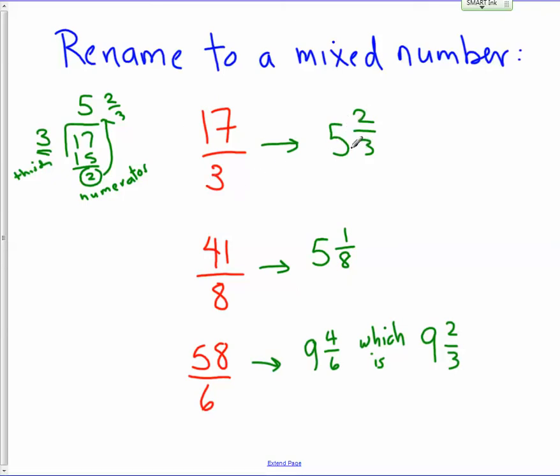Check it by going the other way. 5 times 3 is 15, plus 2 is 17 thirds. We know we're right. 41 divided by 8 gives me 5 groups of 8/8 with 1/8 left over. And 58 divided by 6 is 9. 9 times 6 is 54. 54 from 58 is 4 left over. So I get 9 whole groups of 6/6 with 4/6 left over. And that's the same, if I simplify that, as 9 2/3.